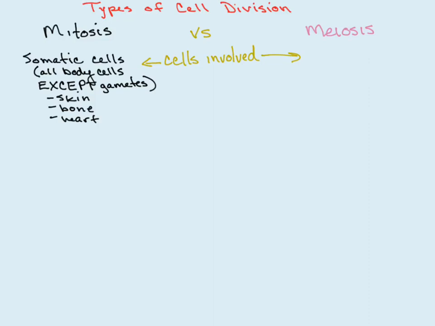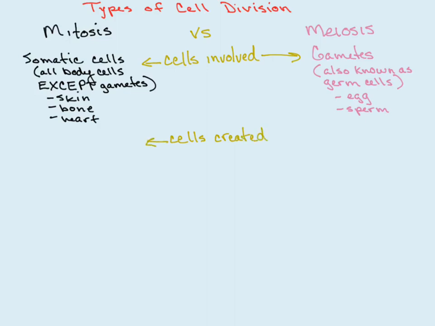So then, what cells are involved in meiosis? I bet you guessed it. Your gametes. Gametes are also known as germ cells. Okay? And when we talk about gametes or germ cells, we're talking about eggs and sperm. That's it. Okay?